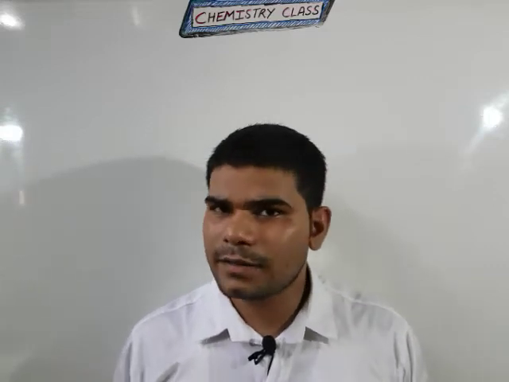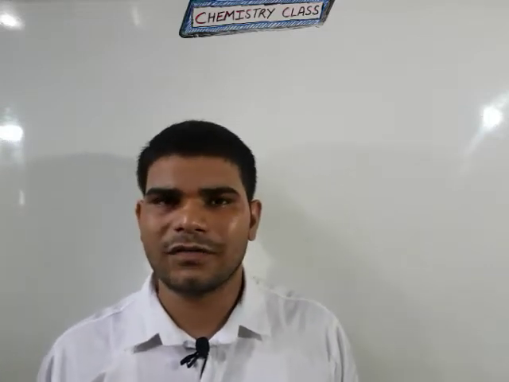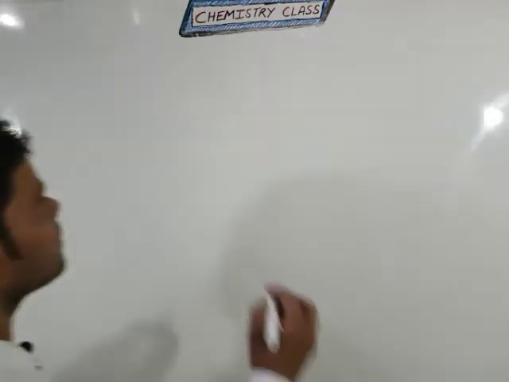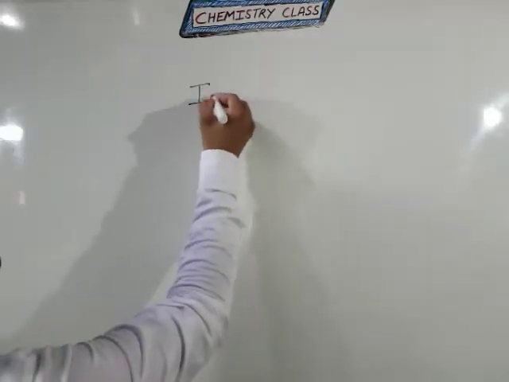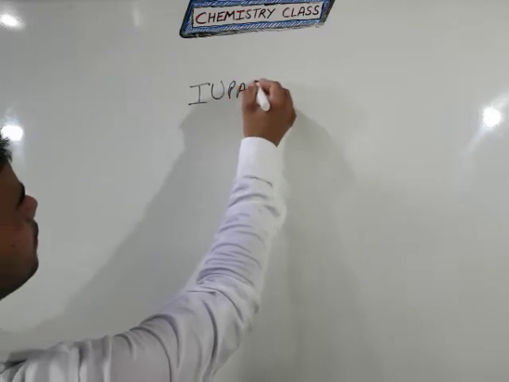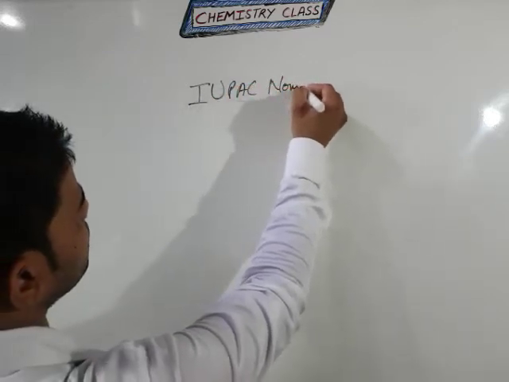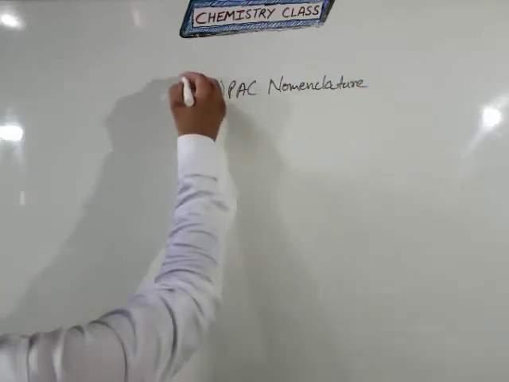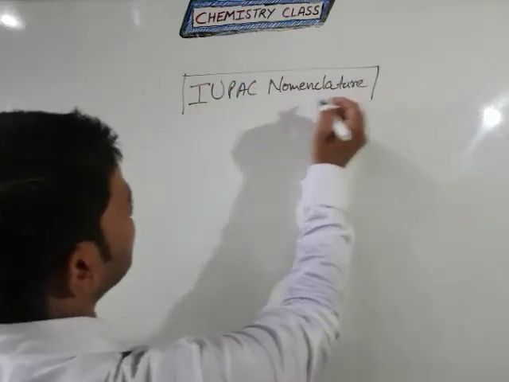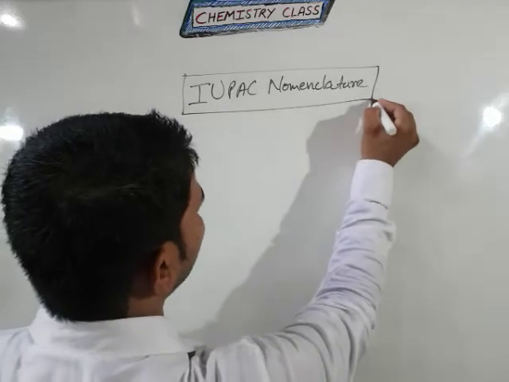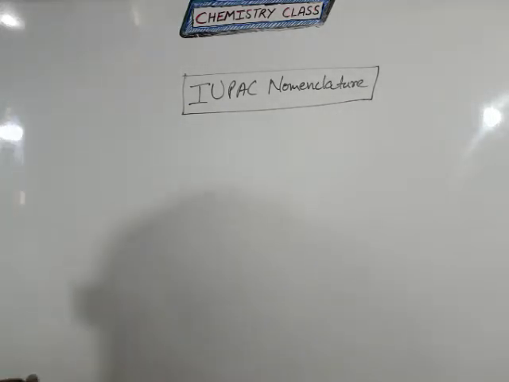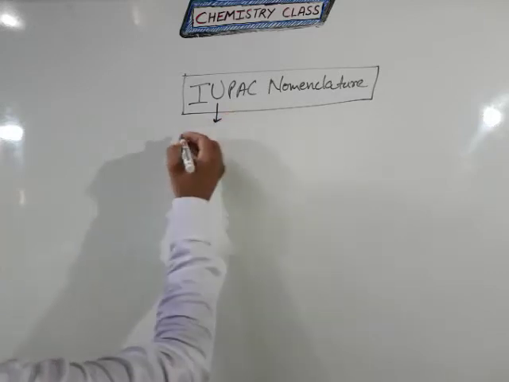Today I will discuss the IUPAC nomenclature of haloalkanes and haloarenes. So students, see here, the topic name is IUPAC nomenclature. That means how to write the compound name with the help of IUPAC. Clear?